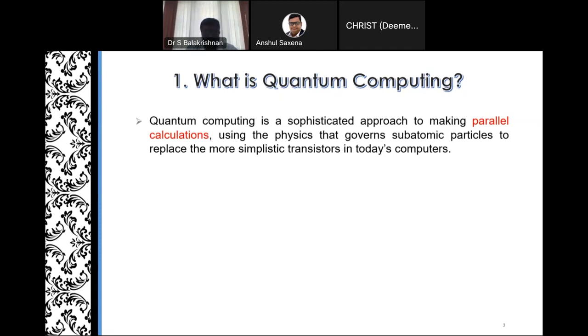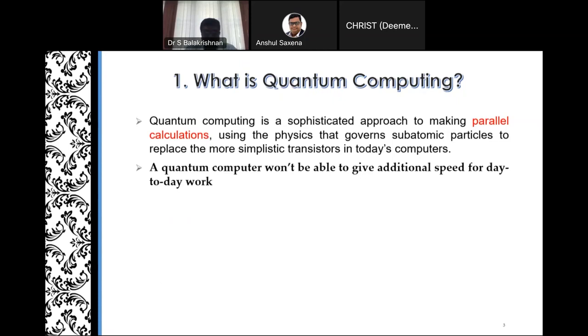Because of this, it's clear that a quantum computer is not a substitute for a classical computer. They are particularly designed for parallel processing. For example, a quantum computer won't be able to give additional speed for day-to-day work.